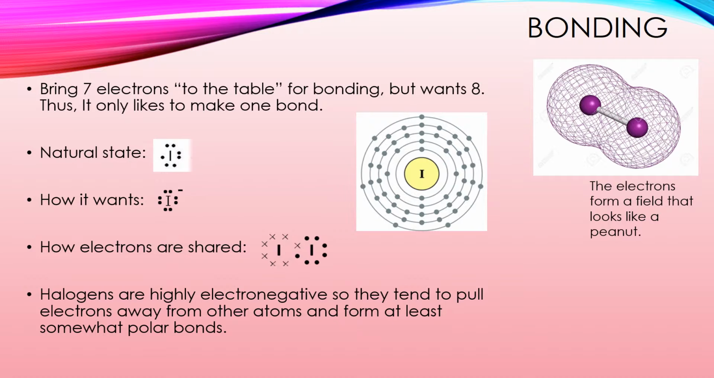Another feature about being a halogen is that I'm very electronegative, so I tend to take away electrons from other atoms. And when I do, I tend to be the one with more electrons, being slightly polar.